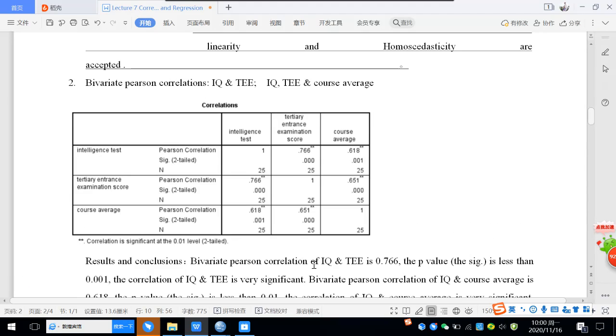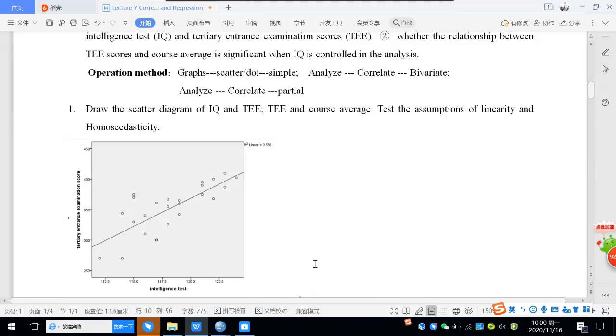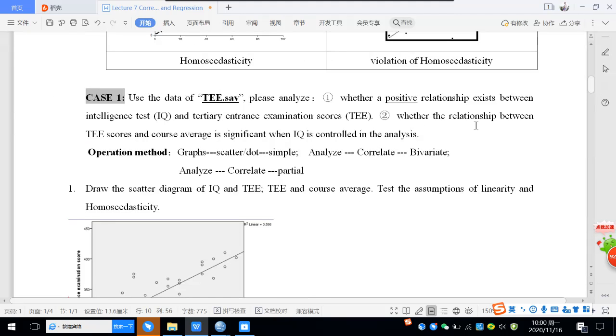Okay, so number 2, whether a positive relation exists between IQ and TEE. Yes.